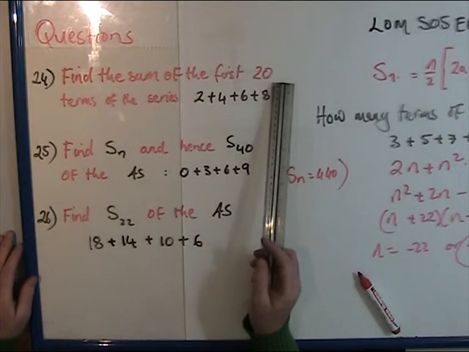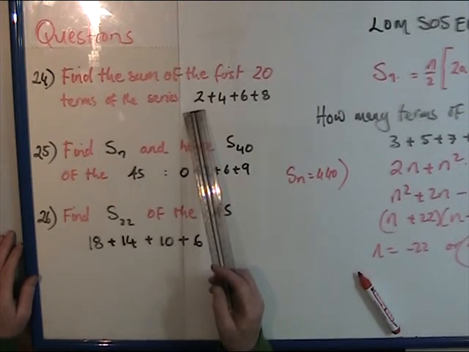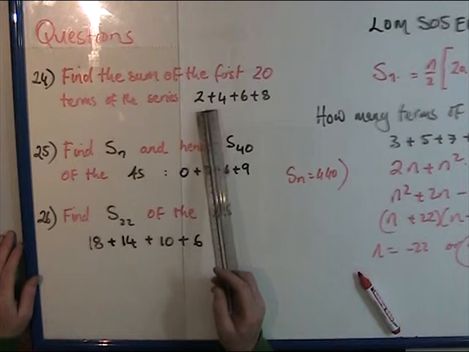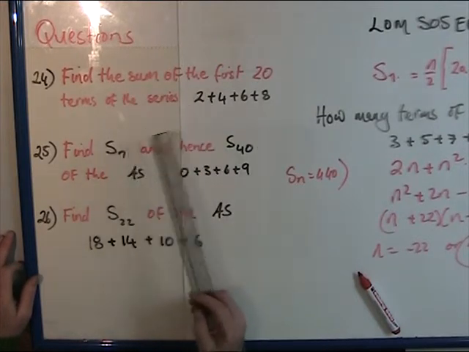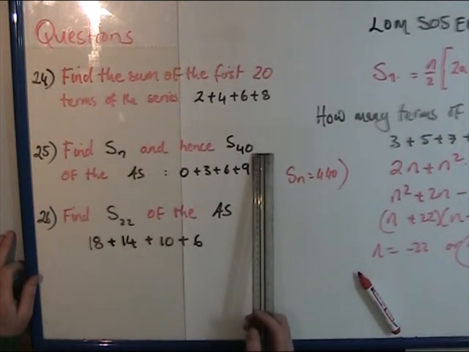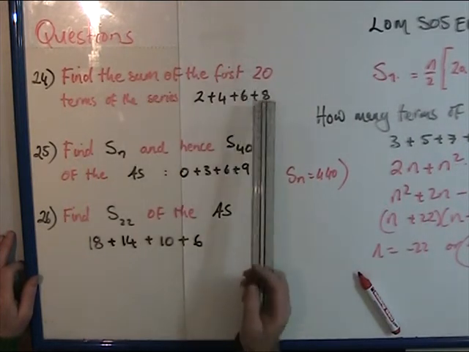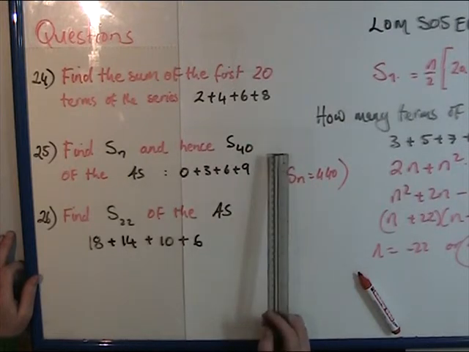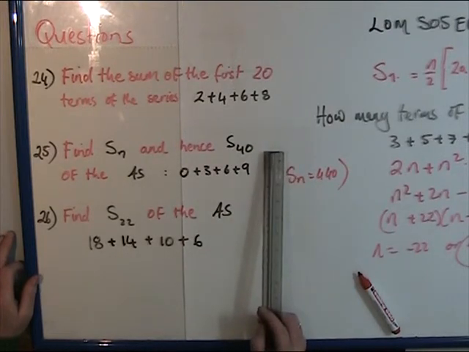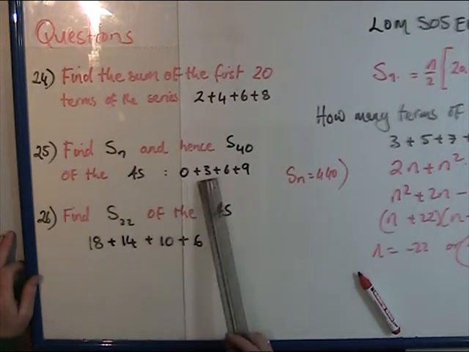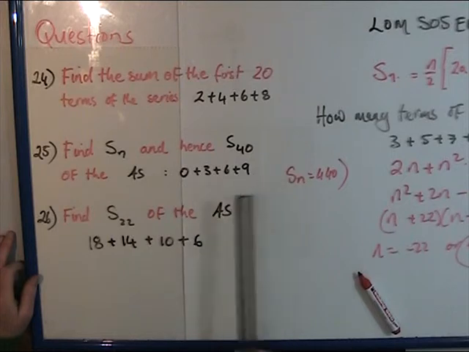Find the sum of the first 20 terms of the series. So you know how to do this. You put in s of n of 20. Find s of n, and then find s of 40. The same principles as up here, but using different words. So of the arithmetic series or sequence 0, 3, 6, 9.